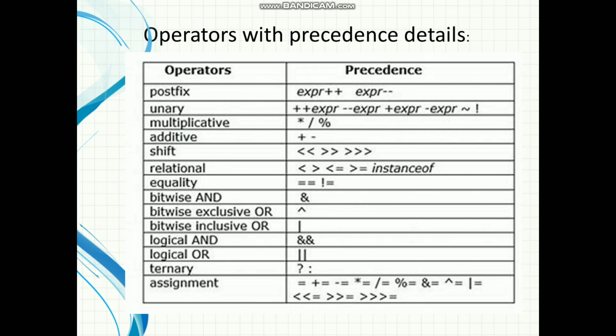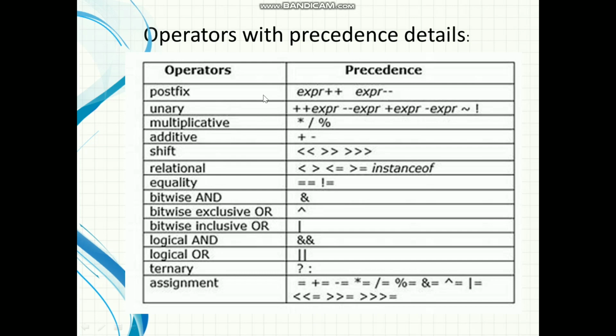Now, what I mean by precedence here is that operators with higher precedence are evaluated before the operators with relatively lower precedence. So here we can see the top, postfix. When we go from top to bottom, we go from higher to lower precedence. So understand it like this, that this will have higher precedence compared to this, and so on.